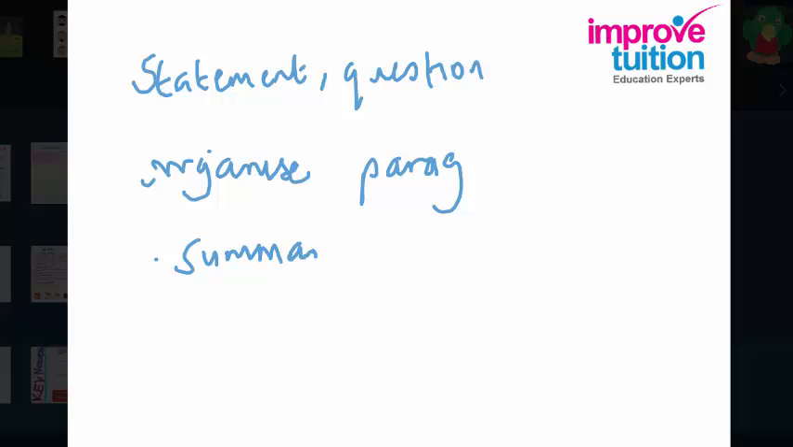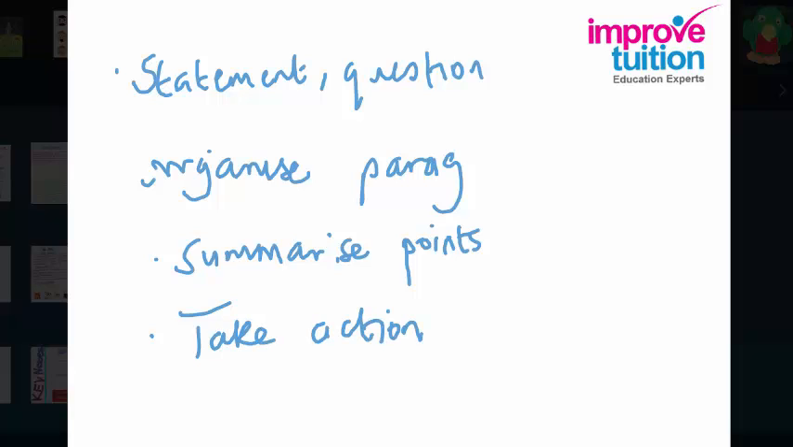So you ask the reader to take some action. In the letter it said, could you please provide us with suggestions for alternative menus? So what you're doing is asking them to take some action. So all these features should be there. As well as the language features, the text plan should be followed as well.